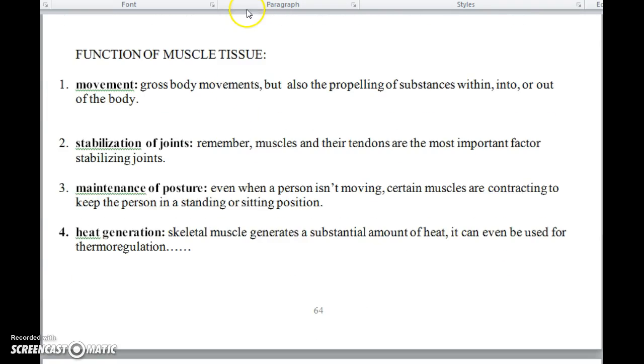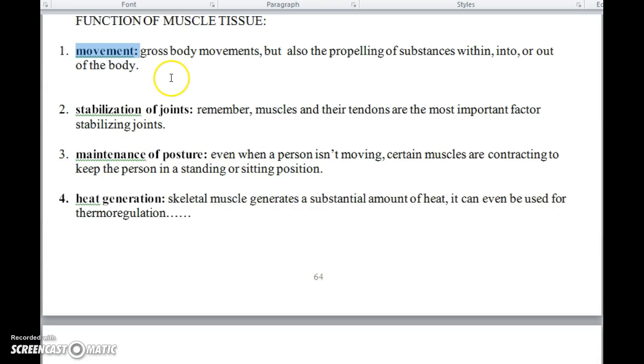All right, functions of muscle. The number one function of muscle is to produce movement. You don't have to add anything to that. Gross body movements like moving your arms around, propelling stuff through the body, like cardiac muscle pumping the blood through us, and so on and so forth. Is that good enough there? All right, stabilization of joints.